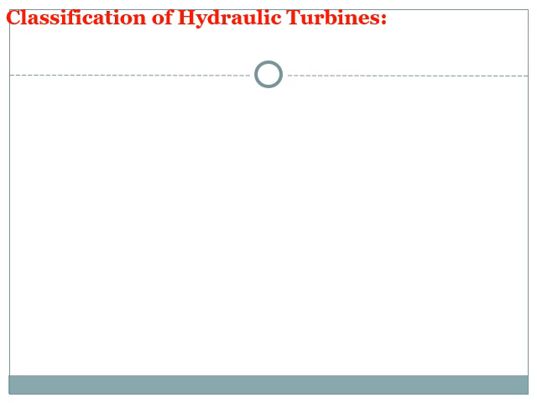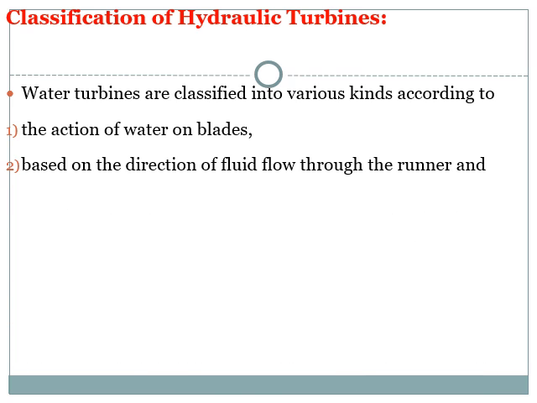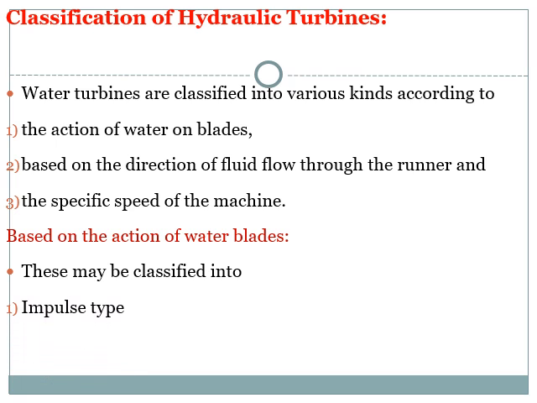Coming to the classification of hydraulic turbines, the water turbines are classified into various kinds according to some conditions. The first one is according to the action of water on blades. The second one is based on the direction of fluid flow through the runner. And the third one is the specific speed of the turbine. Based on the action of the water on the blades, turbines are classified into impulse turbines and reaction turbines.